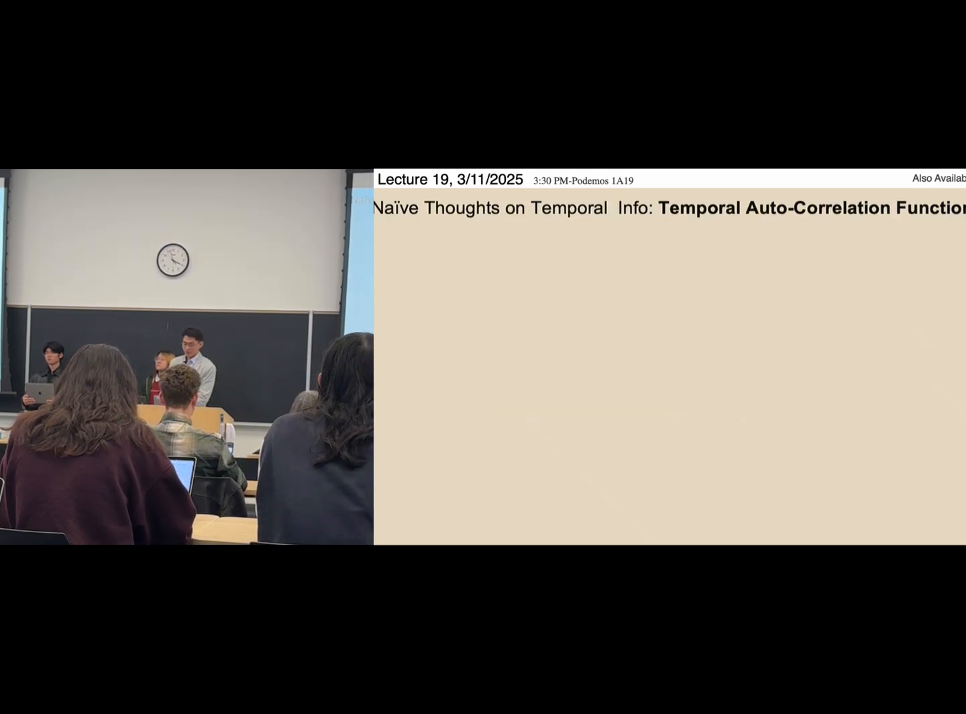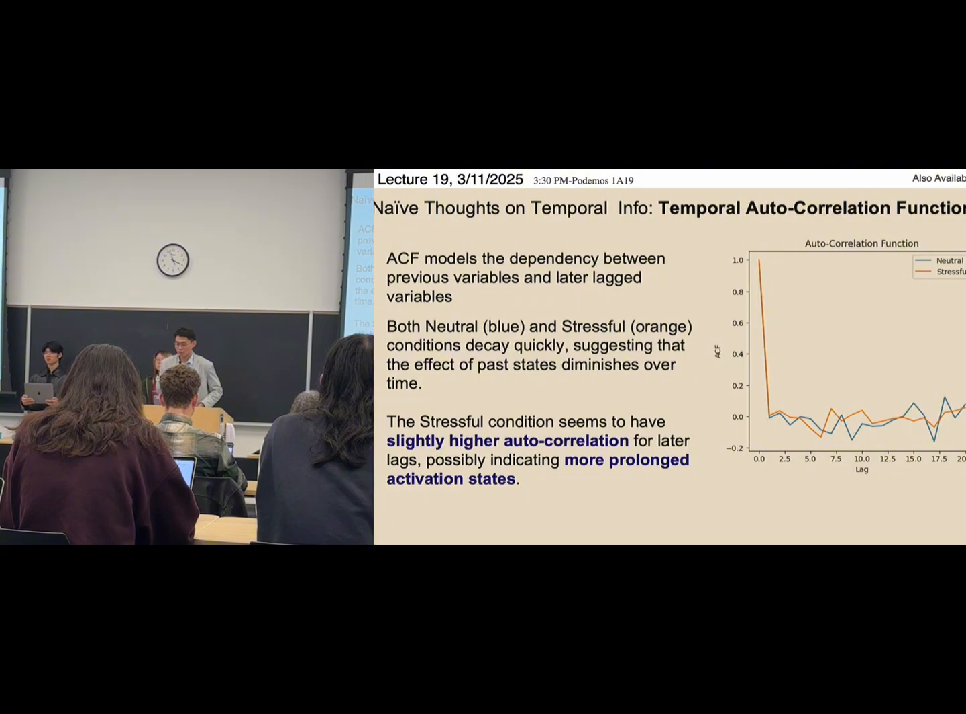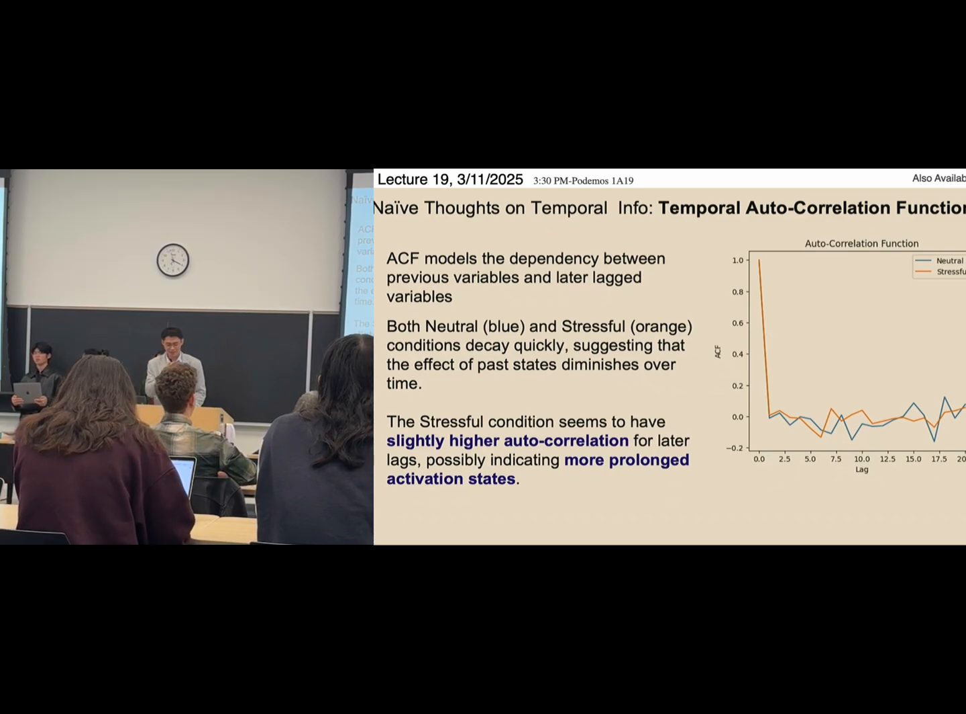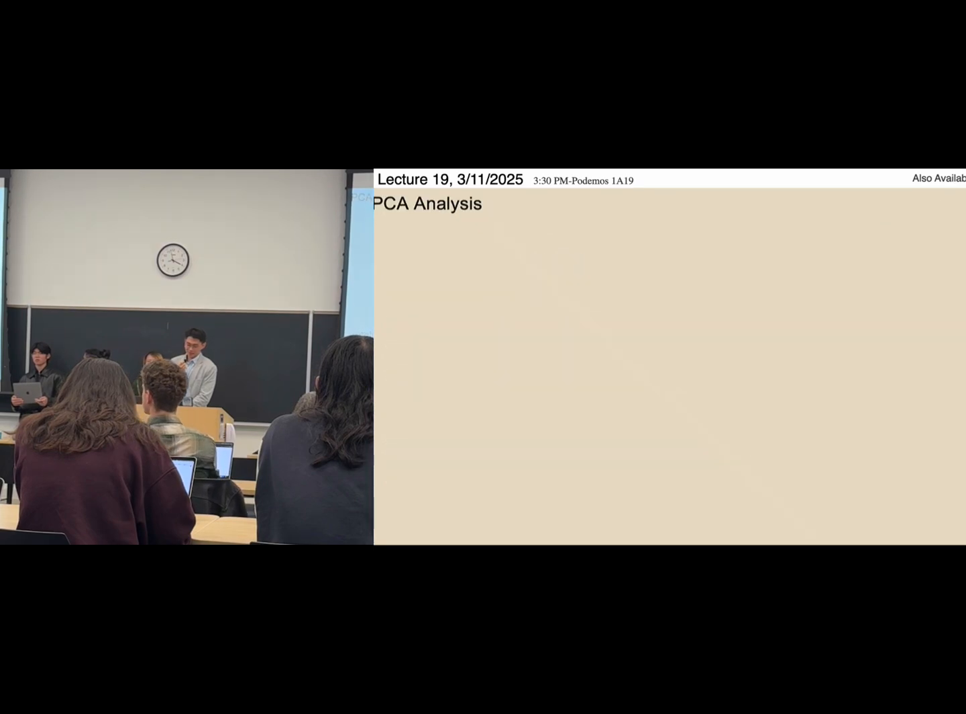Can we do some quantification of the graph, and can we capture some temporal information with it? So again, naive thoughts, there is a statistical tool called the autocorrelation function. We try to see how one variable corresponds to the future version of itself. We see that under stressful conditions, they have slightly higher autocorrelation, so the activation seems to be a little bit more prolonged. But I don't think that's enough.